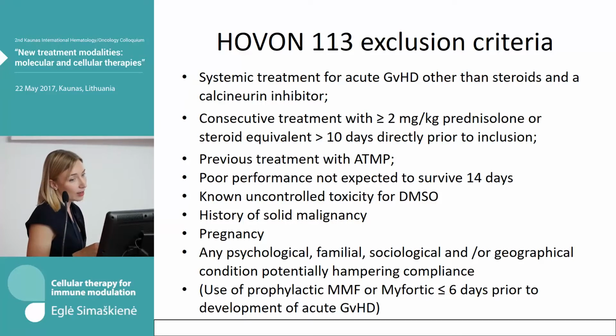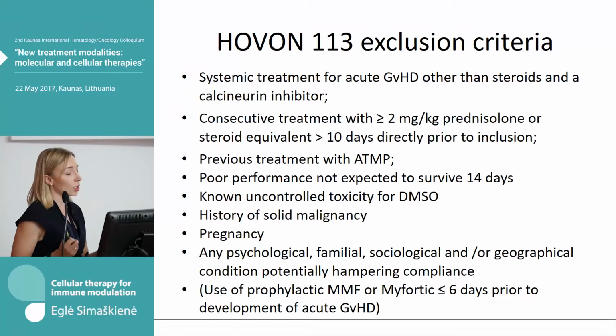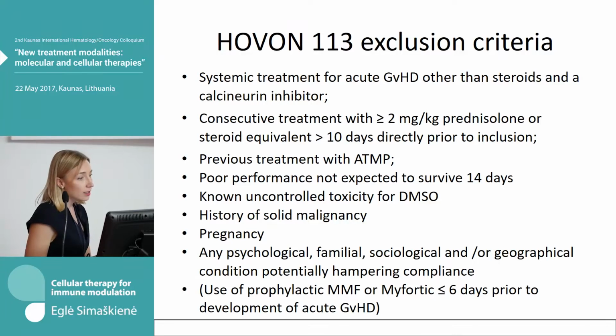Exclusion criteria are actually really big, and that's why it's not so easy to include a lot of patients from different centers. For these patients, systemic treatment for acute GVHD other than steroids and calcineurin inhibitor is an exclusion criterion. The same applies to consecutive treatment with 2 milligrams per kilogram prednisolone or steroid equivalent for more than 10 days directly prior to inclusion, previous treatment with ATMP, poor performance, not expected to survive 14 days, known and uncontrolled toxicity for the MSC, history of solid malignancy, pregnancy, psychological, familial, sociological, and/or geographical conditions potentially hampering compliance, and use of prophylactic mycophenolate mofetil or Myfortic less than 6 days prior to development of acute GVHD.